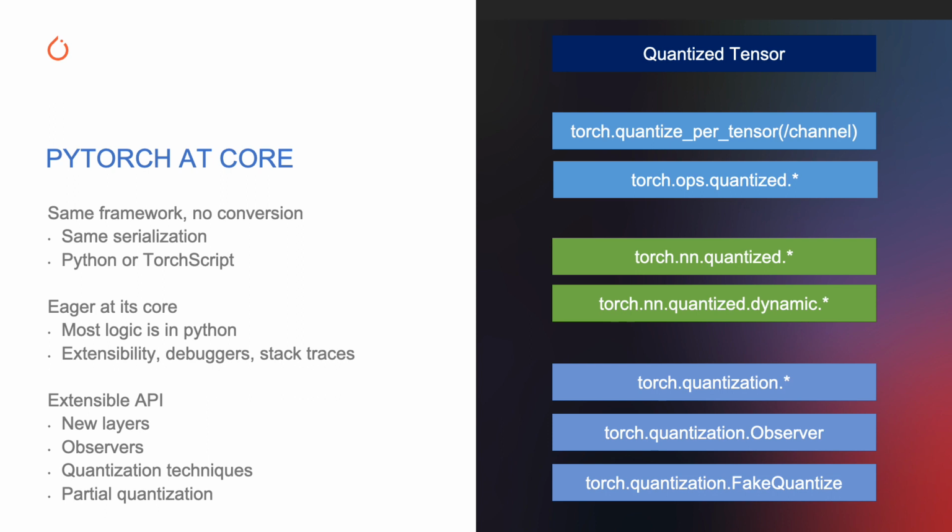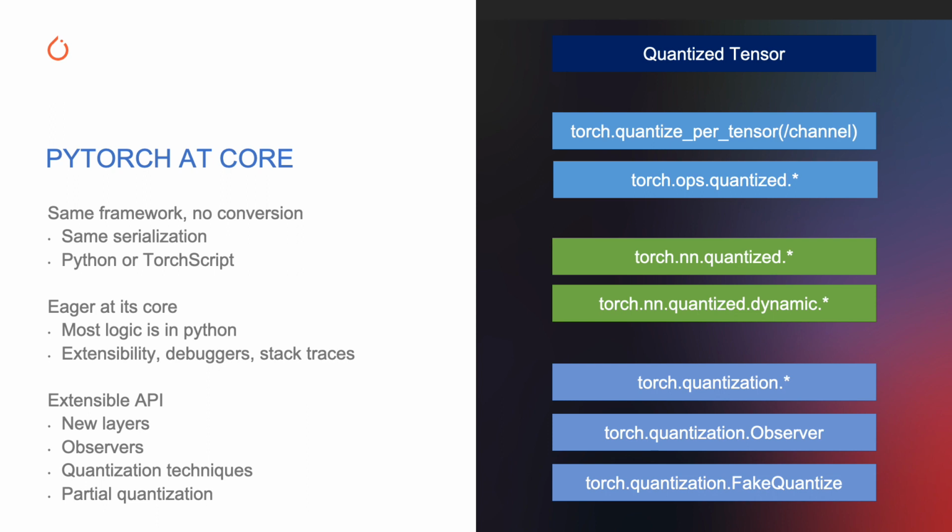The torch.quantize_per_channel operation will create a tensor which is quantized in a per channel fashion. So instead of a single scale factor, you'll have a scale factor for each one of the channels. If you have 20 channels, then you've got 20 scale factors. If you've got 150 channels, you've got 150 scale factors. Pretty simple.